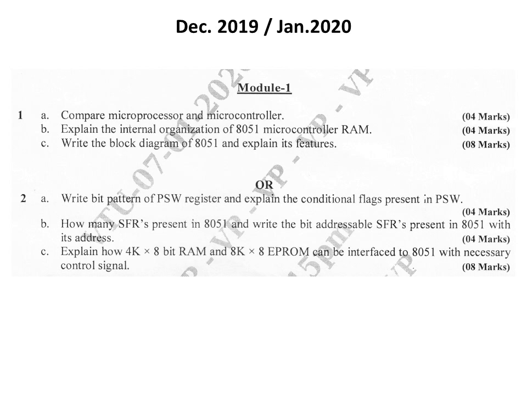And the next question is how many SFRs, that is special function registers, are present in 8051, and write the bit addressable special function registers present in 8051 with its address. This is again asked for 4 marks.